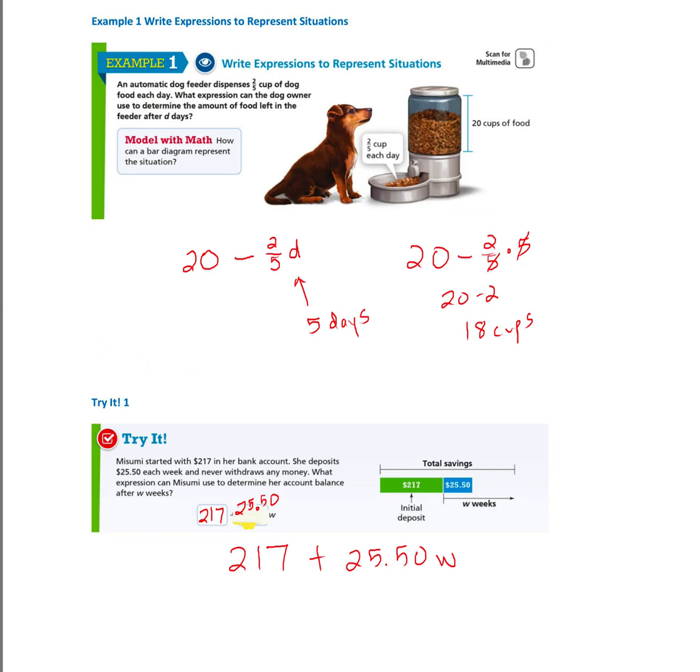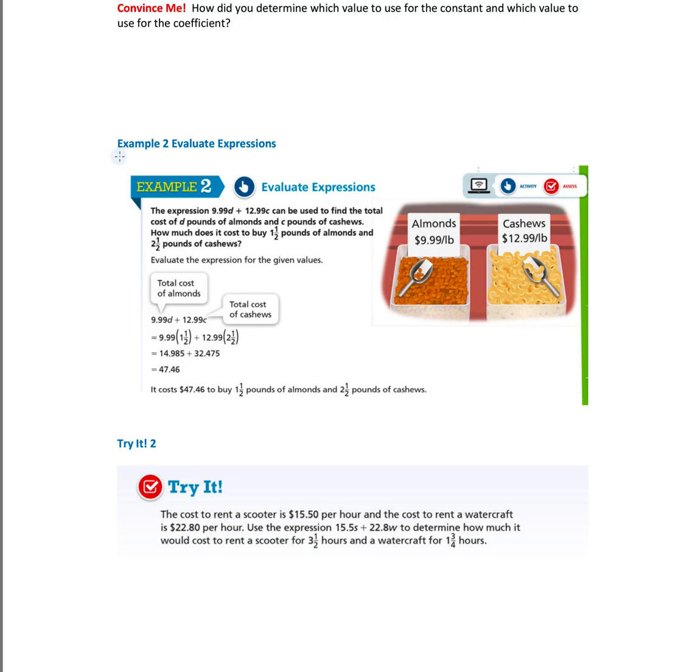So let's move on to the next one, or next two here. Before we move on to this, convince me, how did you determine which value to use for the constant and which value to use for the coefficient? So the constant is just a plain old number, whereas the coefficient is a number that's in front of a variable. So it's a number that has a variable with it. On that previous one, the number that's all by itself was that 217. It is not dependent upon the weeks at all.